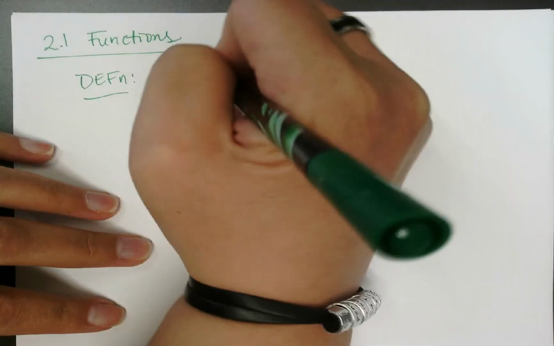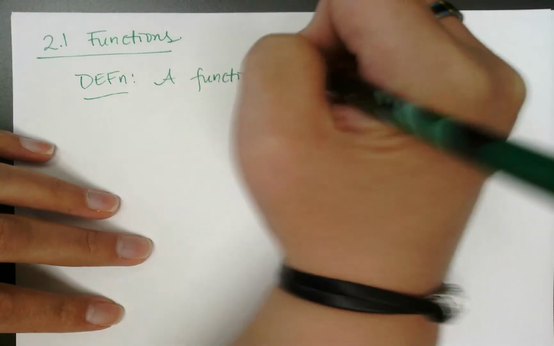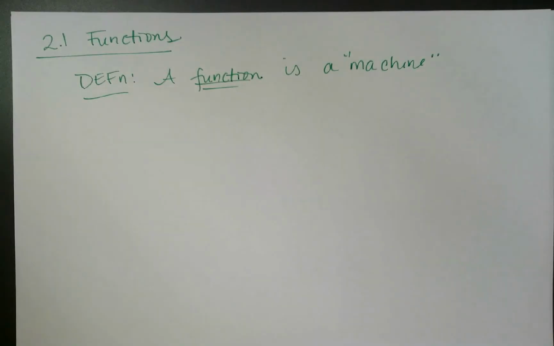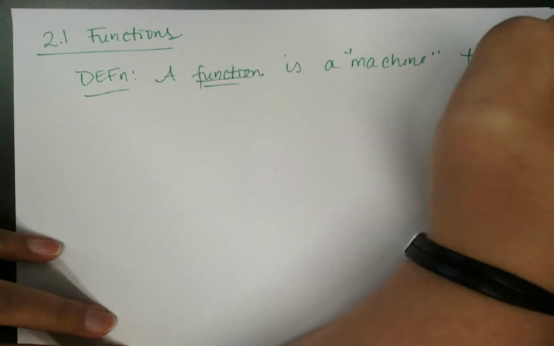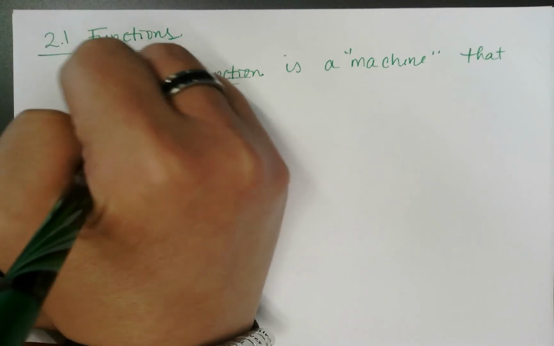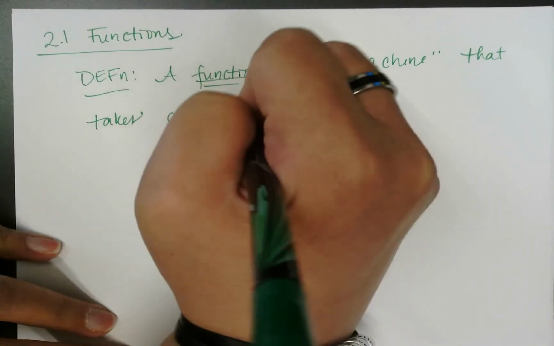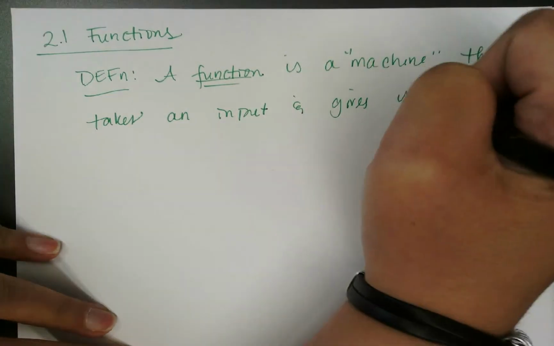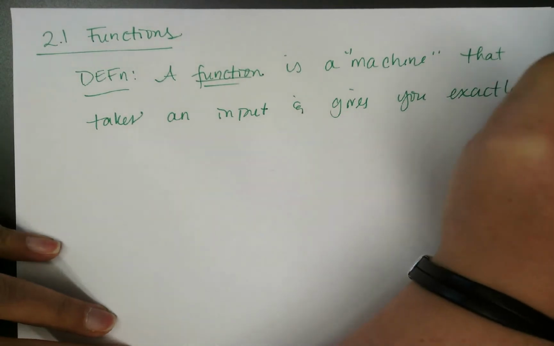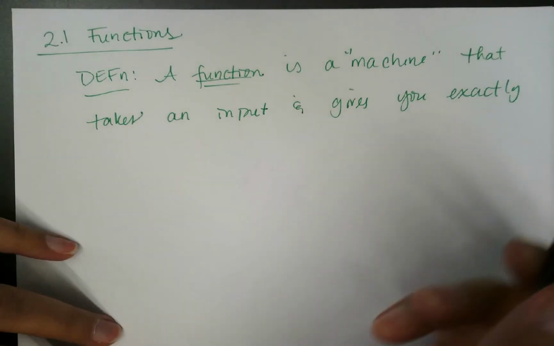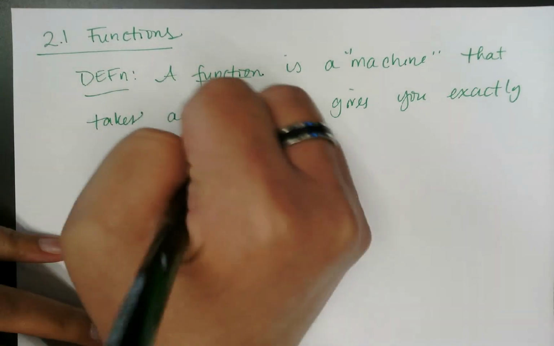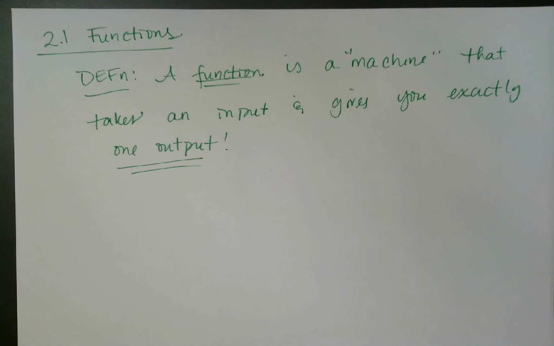So a function is a machine that takes an input and gives you exactly one output. Really think about and understand this definition. This is going to come up with a lot of different examples.